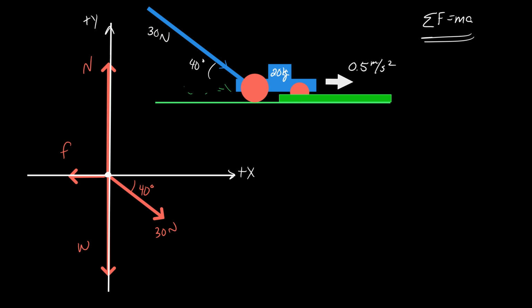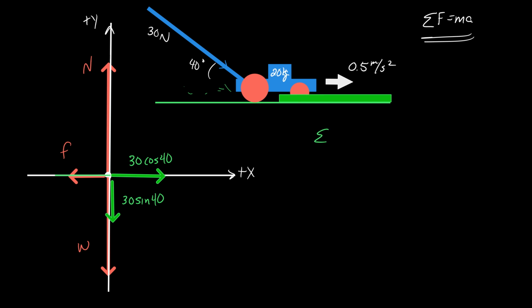I notice I'm going to have to take a force and break it up into its components. There's going to be a component of this force in the x direction and a component of this force in the y direction. In the x direction, I've got 30 cosine 40. In the y direction, I have 30 sine 40. Those are my two components. Once I have them, I can ignore the 30, because these take over and totally represent the force that was there before.